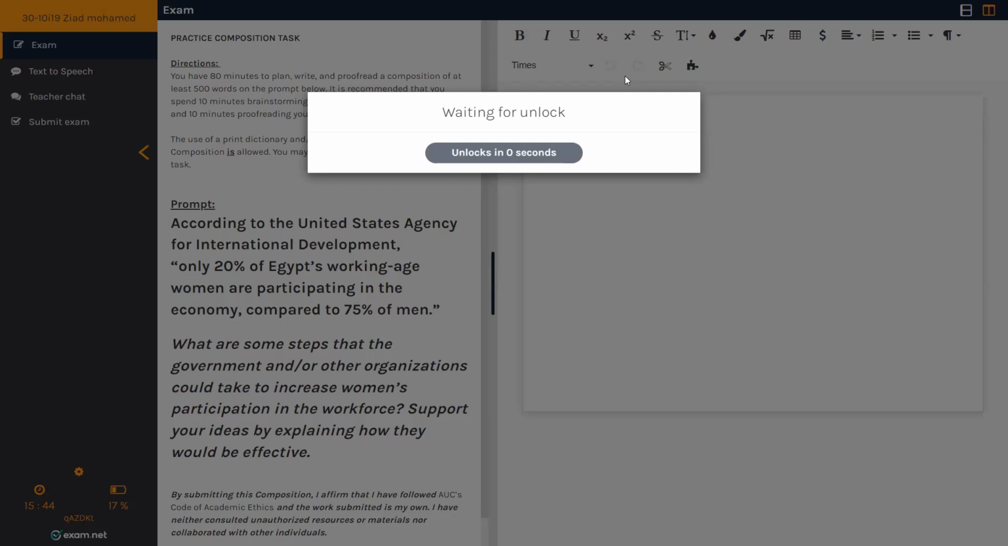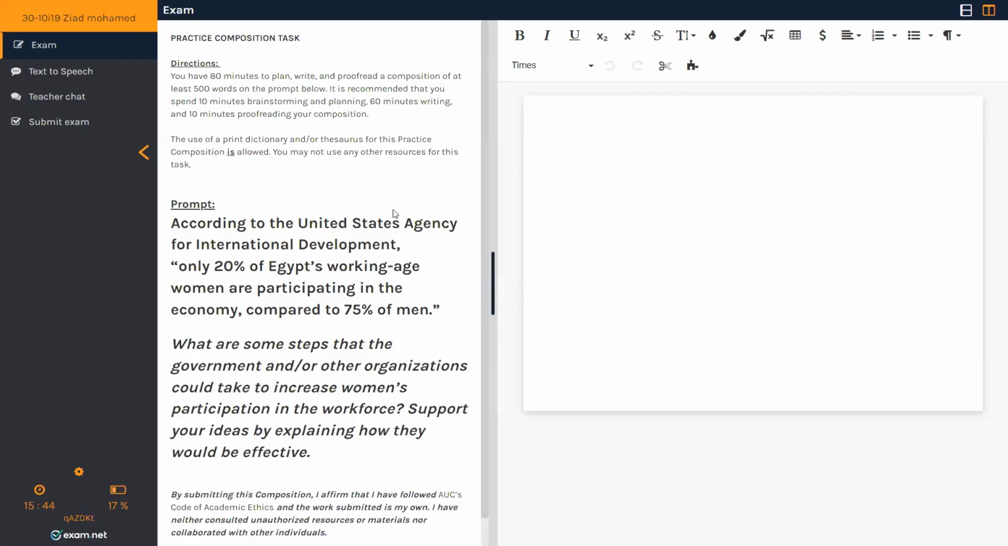Okay, here we go. Now, let's check this. You see, this is the practice composition writing. 80 minutes, you should brainstorm first. You have the writing prompt. According to the United States Agency, only 20% of Egypt's working age women are participating in the economy. What are some steps that government and or other organizations could take to increase women's participation in the workforce?